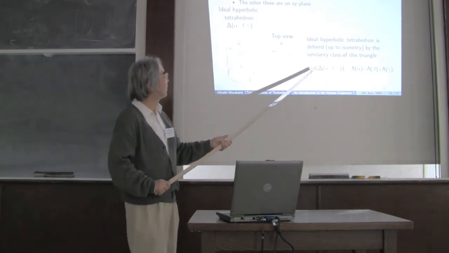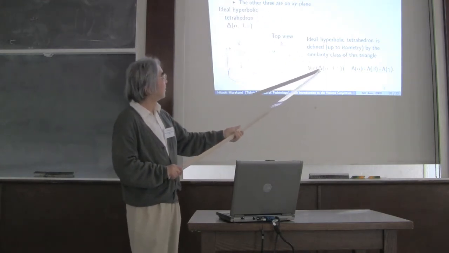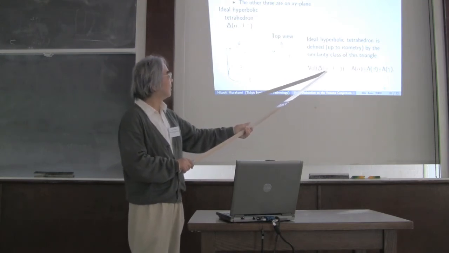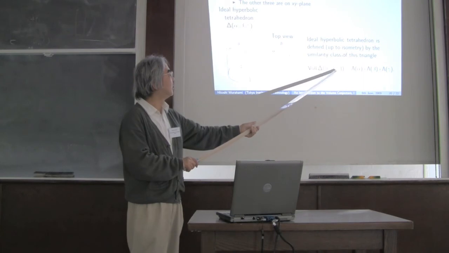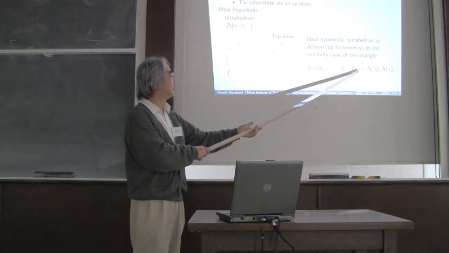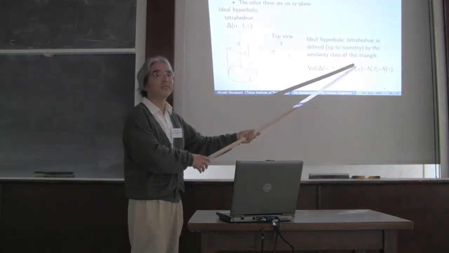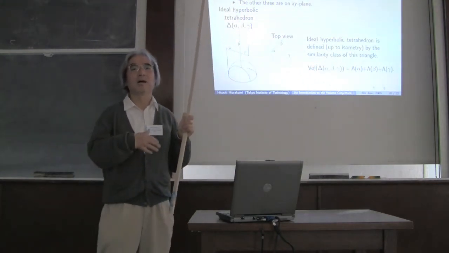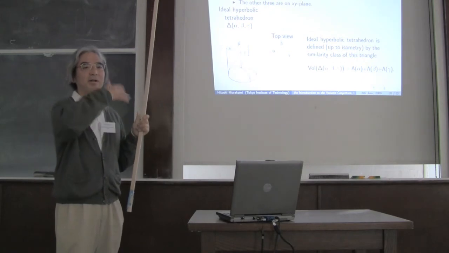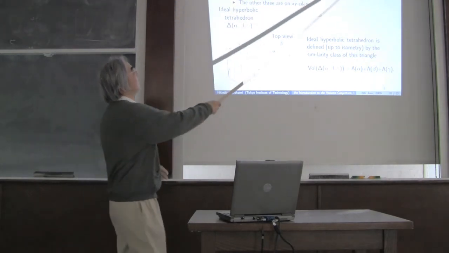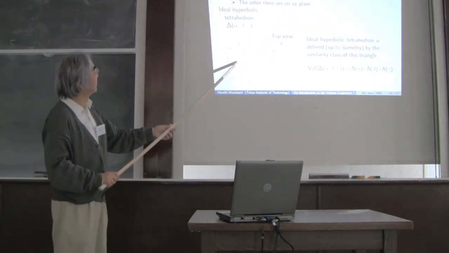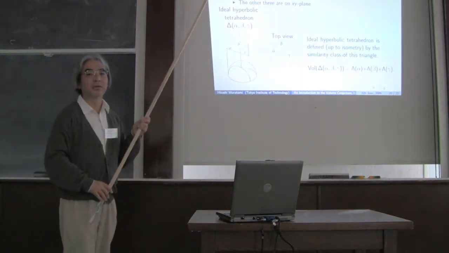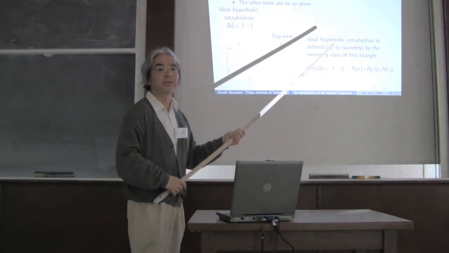An important fact is that the volume of an ideal tetrahedron parameterized by dihedral angles alpha, beta, and gamma is given by the sum of Lobachevsky functions. This formula can be proved by just integrating the metric in the upper half space model. So it is not so hard to prove this.